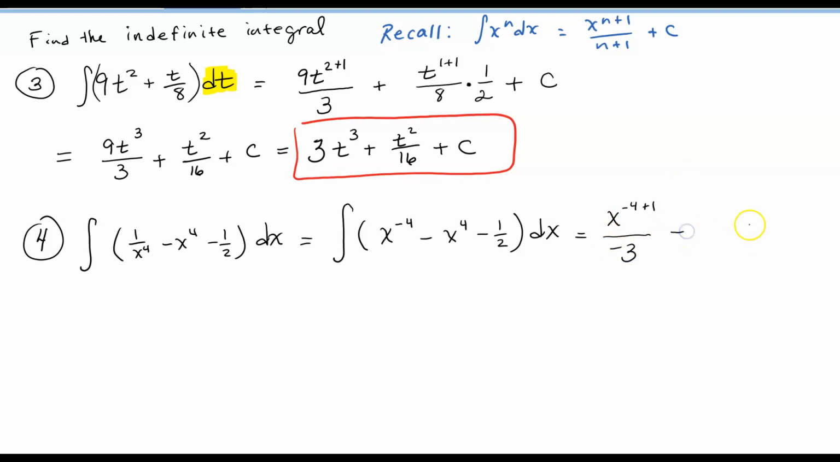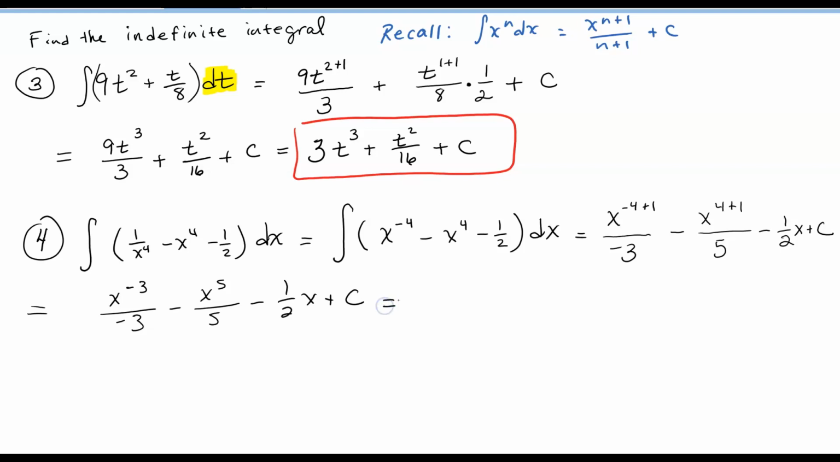I'm going to then subtract, and then I have x to the fourth plus 1. Now there's your 4 plus 1. You divide by 5. And then negative 1/2, you just tack on an x, and then you can't forget your arbitrary constant, c. So we're almost done. We've just got to clean it up just a little bit. Okay? So we end up with something that looks like this: x to the negative 3 over negative 3 minus x to the fifth over 5 minus 1/2 x plus c.